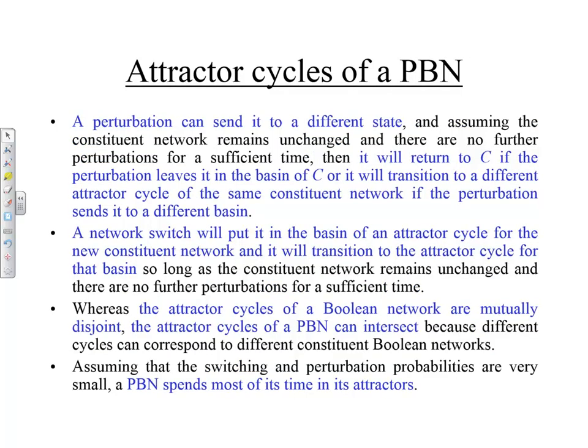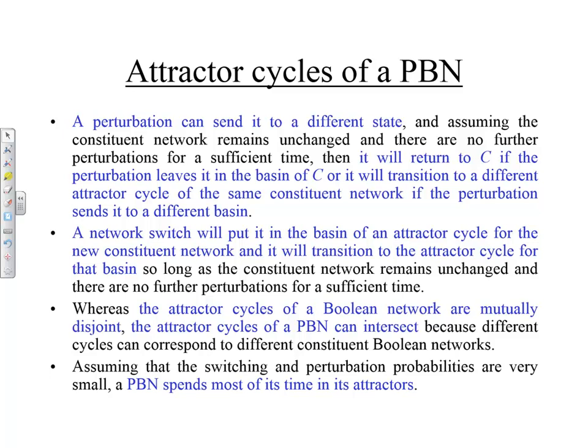So a perturbation can send it to a different state, and assuming the constituent network remains unchanged and there are no further perturbations for a sufficient time, then it will return to C if the perturbation leaves it in the basin of C, where C is the attractor cycle, or it will transition to a different attractor cycle of the same constituent network if the perturbation sends it to a different basin. Similarly, you could have a network switch which could put it in the basin of an attractor cycle for a new constituent network, and it will transition to the attractor cycle for that basin so long as the constituent network remains unchanged and there are no further perturbations for a sufficient time.